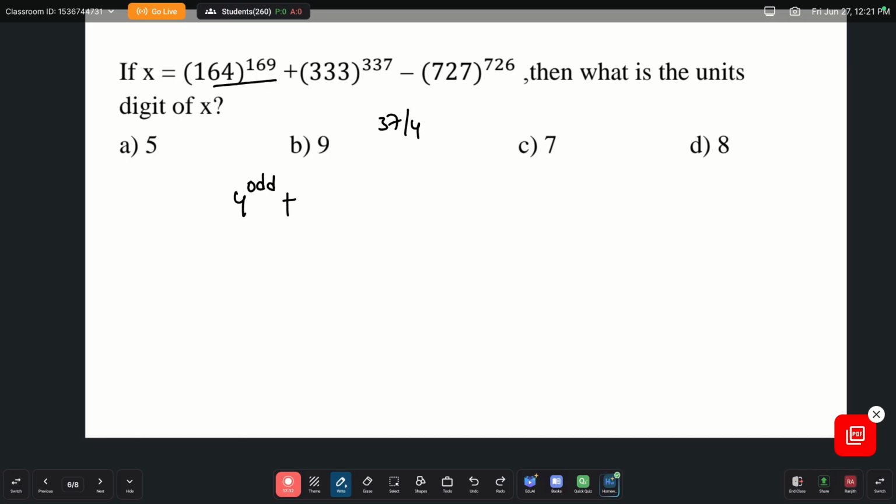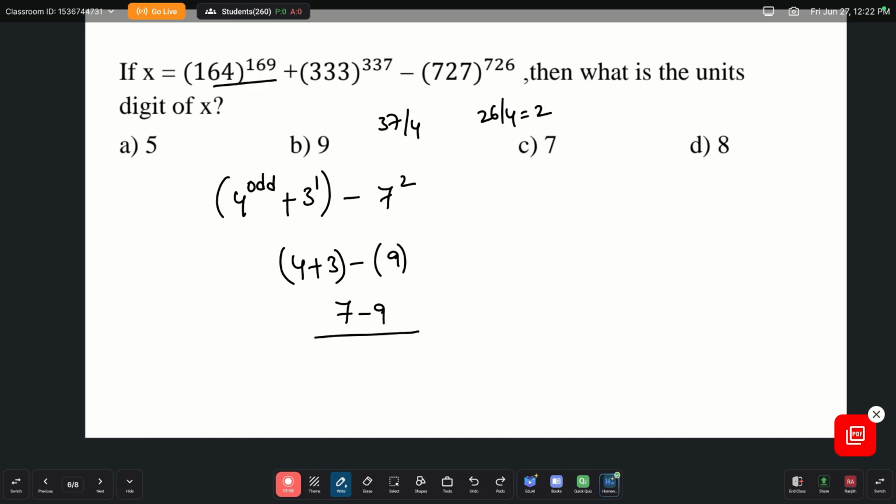Next. If x equal to 164 whole to the power of 169 plus 333 whole to the power of 337 minus 727 whole to the power of 726, what is the value of x? So 4 power odd number, 4 power odd, plus 3 repeats after 4 steps, so 37 divided by 4. When we divide 37 divided by 4, remainder will be 1.